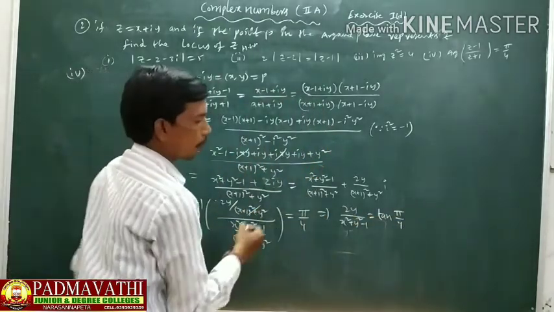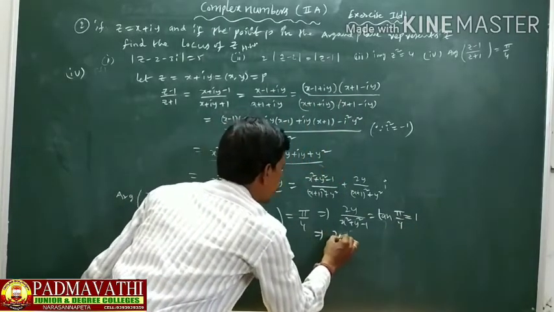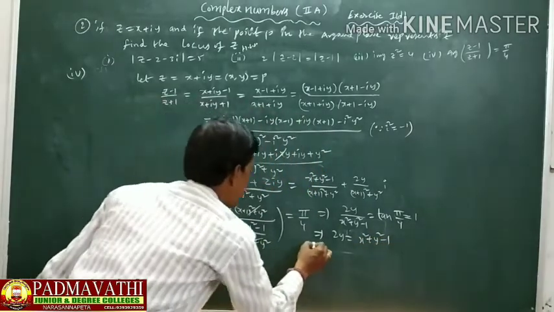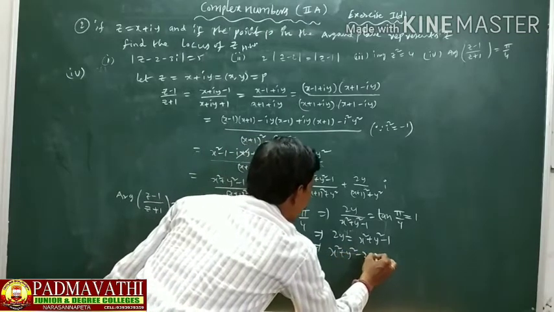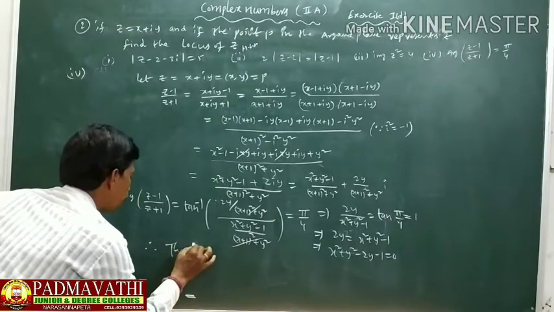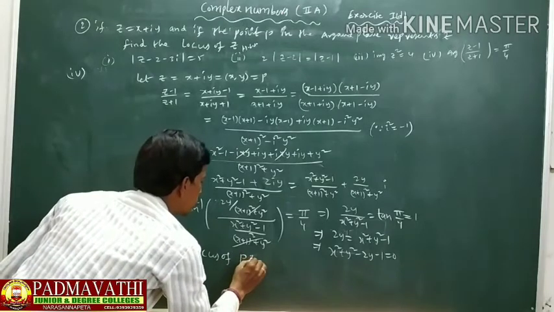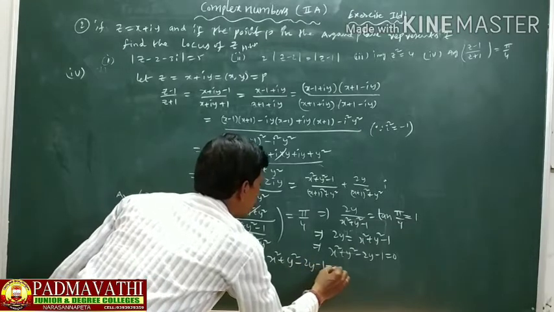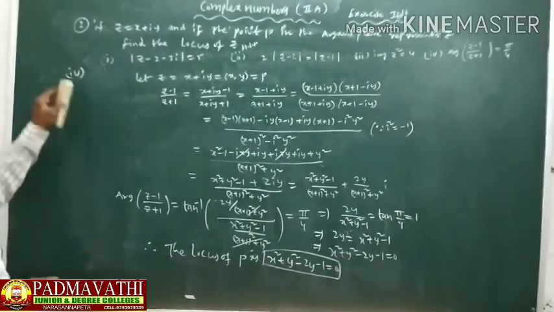Taking tan of both sides, what is the value of tan pi by 4? It is 1. So that implies 2y equals x square plus y square minus 1, that is x square plus y square minus 2y minus 1 equals 0. That is the locus of P. Therefore the required locus of the point P is x square plus y square minus 2y minus 1 equals 0. Now the next problem.